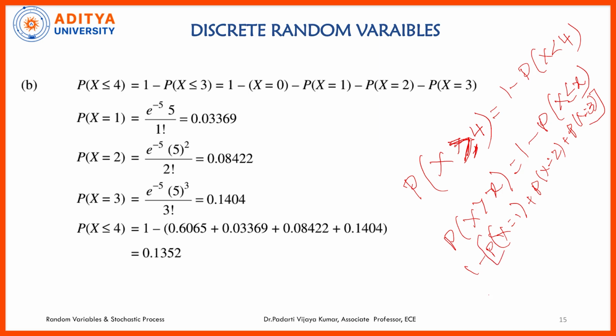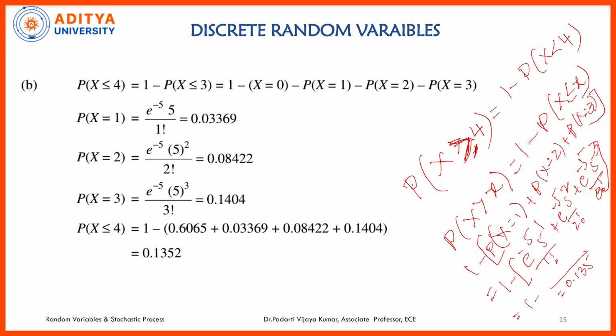So this is 1 minus e power minus 5, 5 power 1 by 1 factorial, e power minus 5, 5 square by 2 factorial, e power minus 5, 5 cube by 3 factorial. So that is 1 minus this value simplified, we will get 0.1352. That means there is a 13% chance that at least 4 people will be entering during that time, a very less probable chance over that 10 minutes time period.